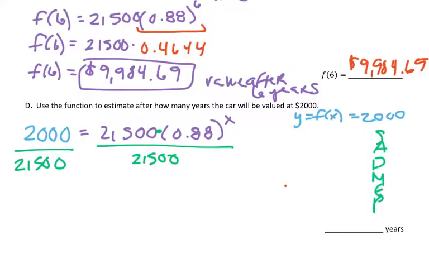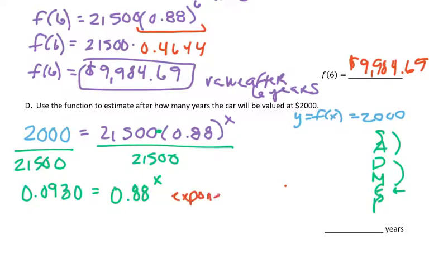And so the order of operations says do addition and subtraction. We don't have any, so do division and multiplication because exponents would be after that. So 2,000 divided by 21,500 leaves us with 0.0930 and then 0.88 being brought to the x. And so this is in exponential format, but we're going to write it in logarithmic format to solve.